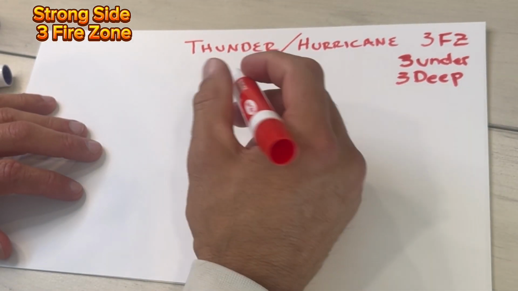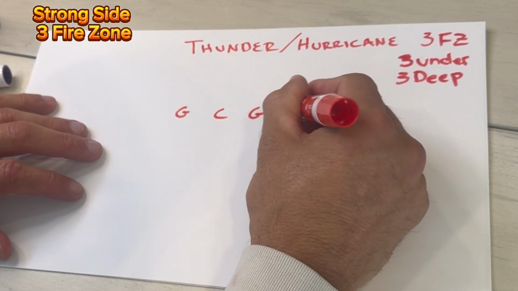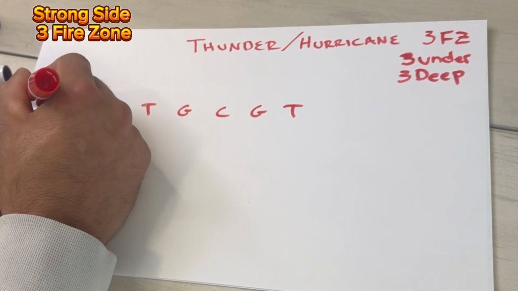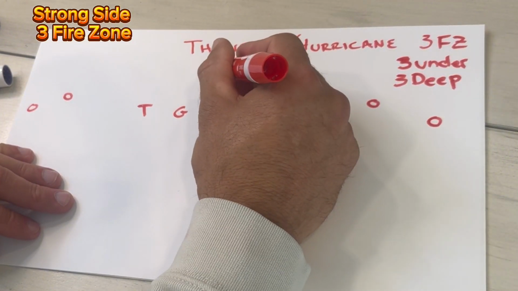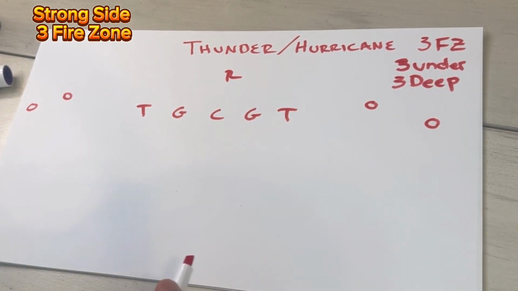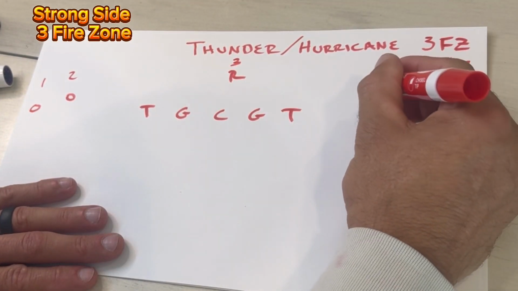So I'm going to draw this in twins. Center, guard, guard, tackle, tackle. 1, 2, 2, 1. Running back here, just going to put him in the middle. No quarterback right now, just so we can visualize this. All right. So here we got 1, 2, 3, 2, 1.